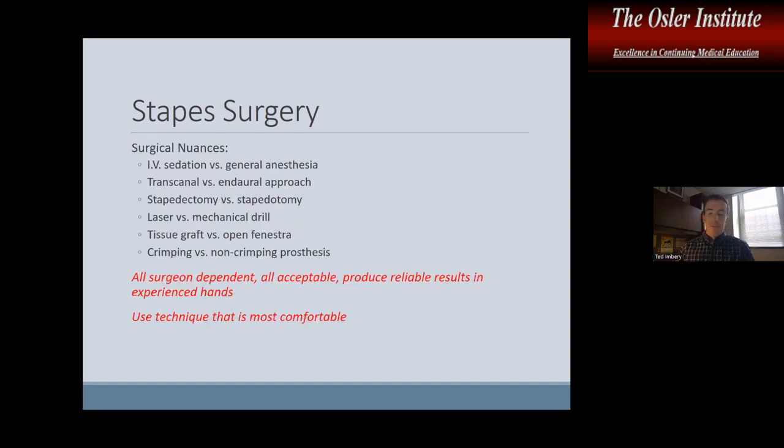With stapes surgery, you could spend many lectures going over the details. But a lot of this is surgeon preference. There's not a right or wrong way to do this. It's really what you're comfortable with and how you trained. So one of the choices is doing it awake with sedation versus under general anesthesia. I personally do almost all of these under general anesthesia. Especially at an academic institution, if you're training residents and others, it's a little bit easier to have the patient completely out.